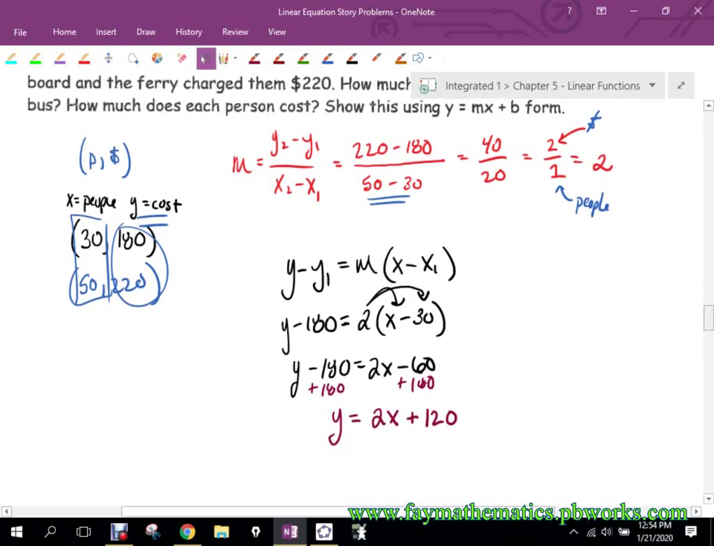Well, remember, we want 1y, right? And we already got that. So we're done. But now we have to interpret what's going on here.